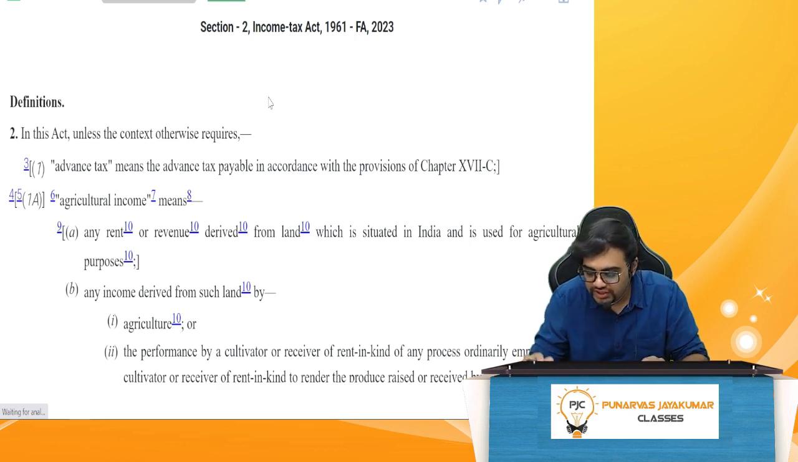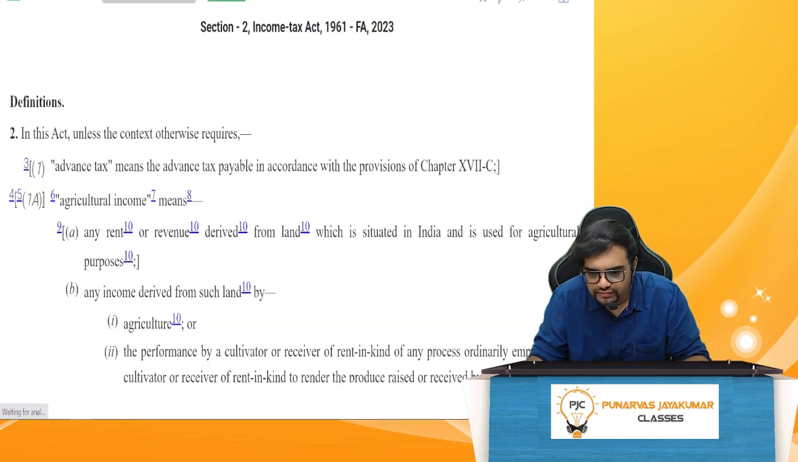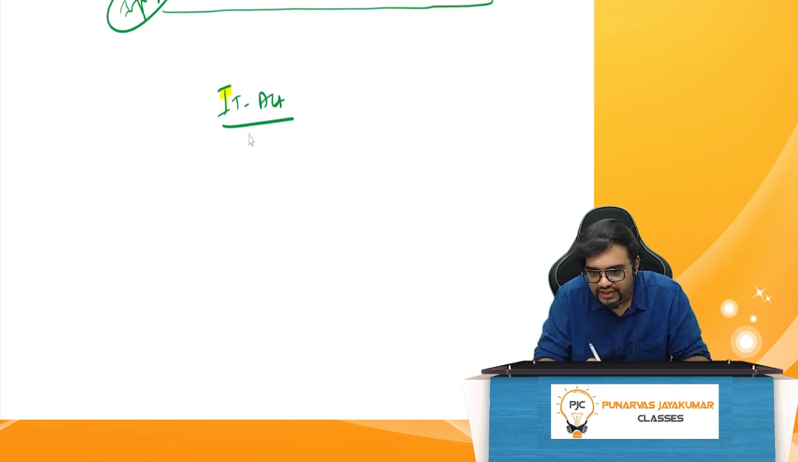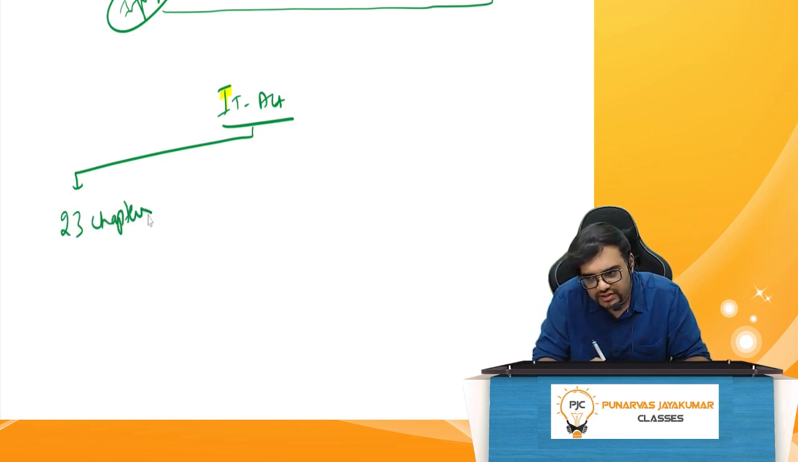So here, how many chapters are there? As far as chapter numbers are concerned, you will find it in the index of the Bare Act. In fact, there are 23 chapters. Is it divided into chapter numbers in the index? Yes. You count the number of chapters, there are 23 chapters, correct? So there are 23 chapters in terms of numbers.